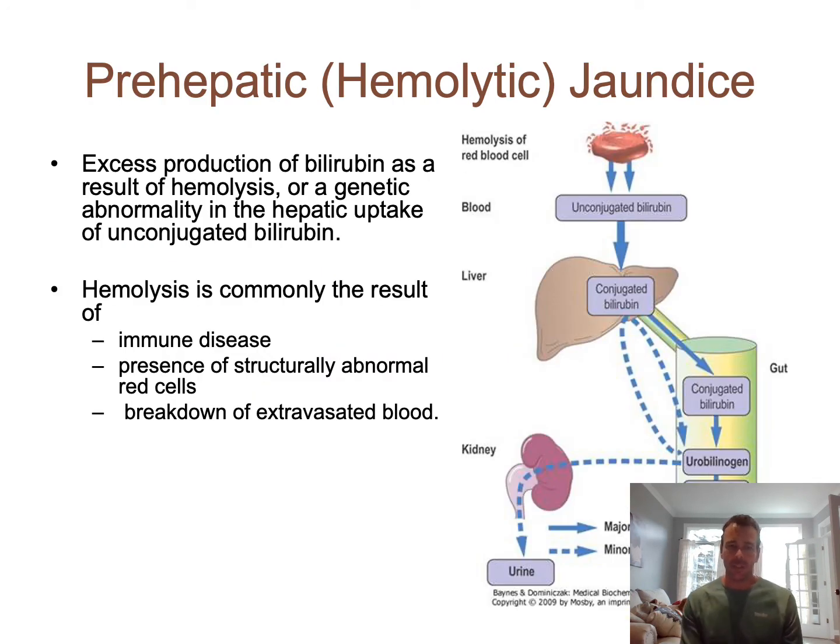Going into a little bit more detail about that, prehepatic jaundice, you can have excess production of bilirubin as a result of hemolysis, so red blood cells lysing, or due to a genetic abnormality in the hepatic uptake of unconjugated bilirubin. When you have hemolysis, it's often the result of either immune disease, the presence of structurally abnormal red blood cells, or the breakdown of blood.